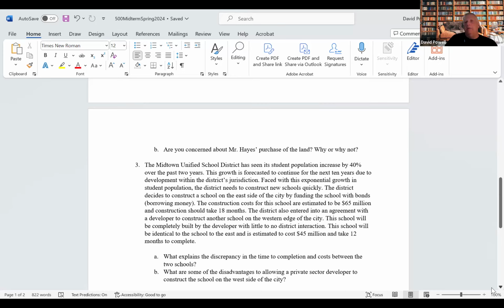This is a common occurrence in a lot of quickly developing cities, whereby cities and the school district will enter into what are called mitigation agreements with developers.